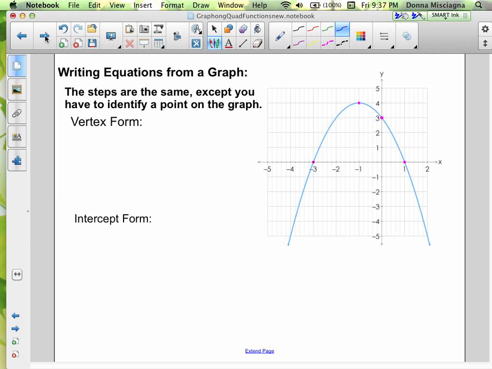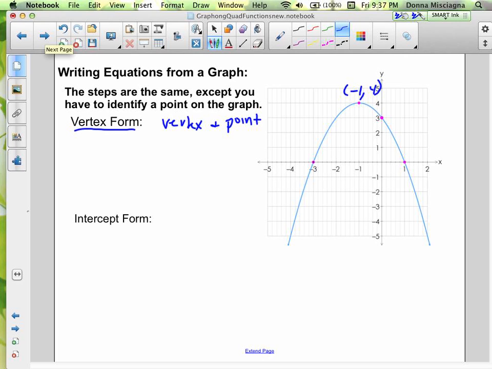The steps are the same, except you have to identify a point on the graph. Make sure you choose a nice clear point. Now for vertex form, you need the vertex and a point. I'm just going to label the vertex and a point. Right, so the vertex here is at -1, 4.